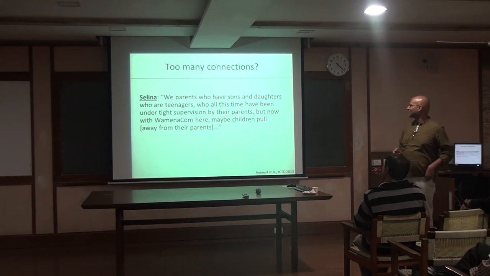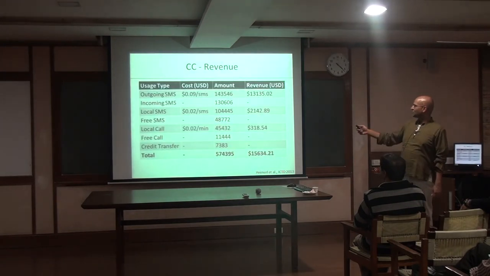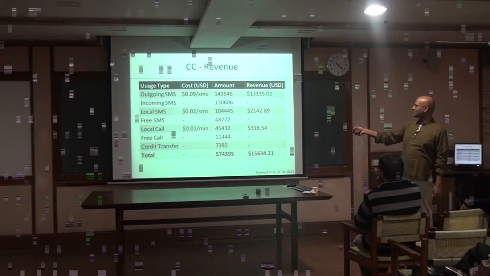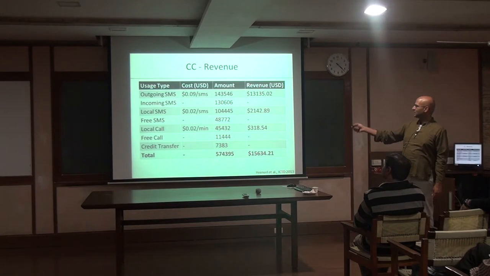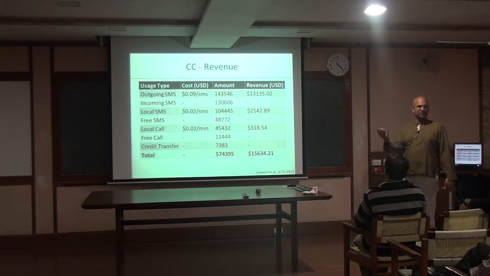Here you can see the cost: outgoing SMS is 9 cents, local SMS is 2 cents, incoming is free. One other thing we've been able to do is create our own short codes. We've given the village doctor his own short code, so all calls to the doctor are free, and SMS for the doctor is free. We can create our own short code services for services that we feel are important within this village. There's also a lot of credit transferring, as people are starting to use the ability to transfer airtime as a way of creating small financial exchanges.